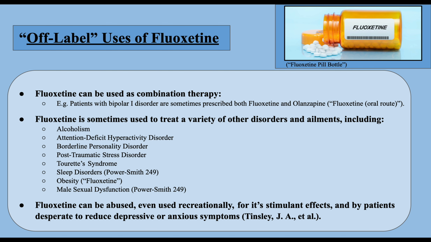Alright, so that's what fluoxetine is supposed to do, but there are some off-label uses of it too. It can be used in combination therapy with olanzapine for patients with bipolar I disorder. However, it cannot be given by itself to these patients because it can increase mania. Fluoxetine is also sometimes used to treat a variety of other disorders and ailments. Many of these are learning and psychiatric disorders, but it also treats sleep disorders, obesity, and some male sexual dysfunction.